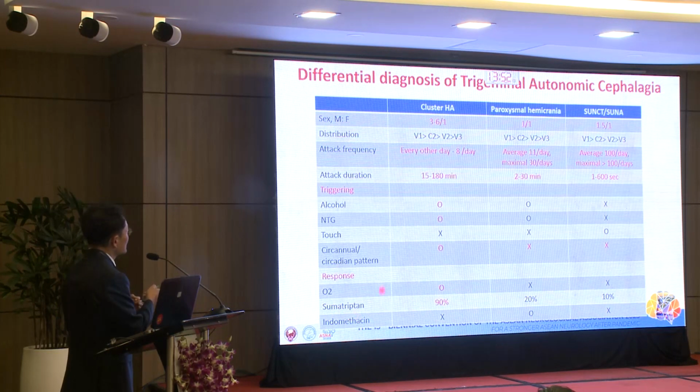However, paroxysmal hemicrania has an equal sex distribution and a higher attack frequency, approximately 10 to 30 per day, and the attack duration is much shorter, 2 to 30 minutes. It does not display a circadian circular pattern and does not respond to O2 and sumatriptan, but promptly responds to indomethacin. SUNCT has a much higher frequency, more than 100 attacks per day, and a much shorter attack duration, and is not triggered by alcohol and nitroglycerin, does not display a circadian pattern, and does not respond to indomethacin and O2.